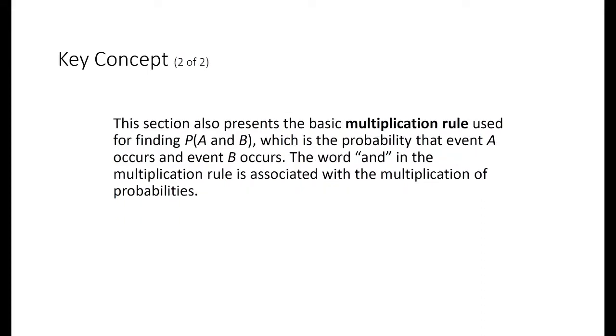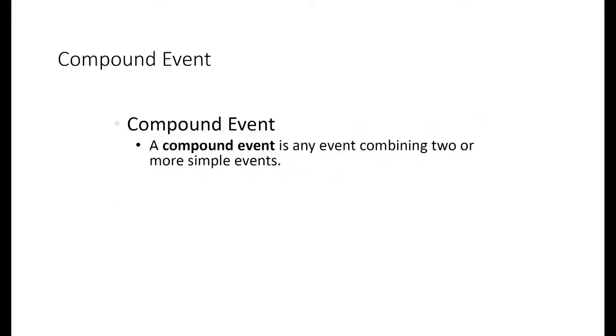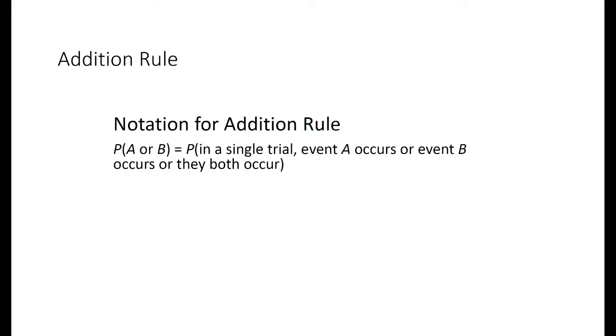And what is the probability of A and B happening together? Look here. Find out the probability of A happening and then B. That's called the multiplication rule. Okay, so we have to introduce this event called a compound event, which is combining two or more simple events. A compound event is any event combining two or more simple events.